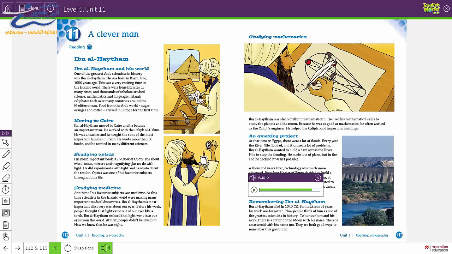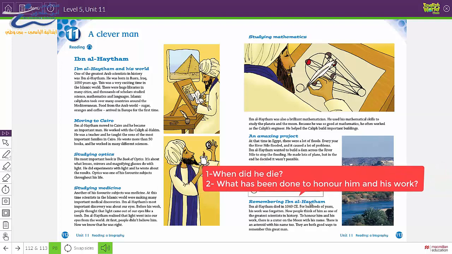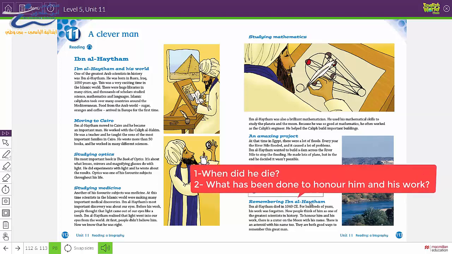Remembering Ibn al-Haytham. Before we listen, we are going to read the questions. When did Ibn al-Haytham die? Question number 2. What has been done to honor Ibn al-Haytham and his work? Let's listen.